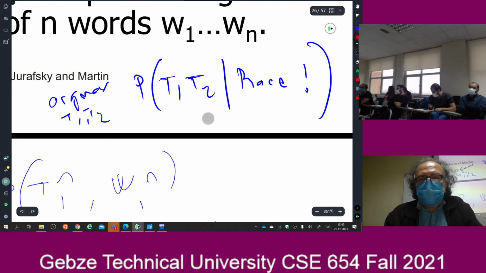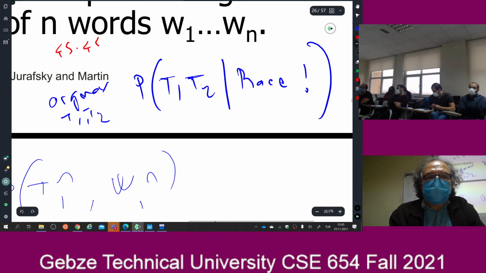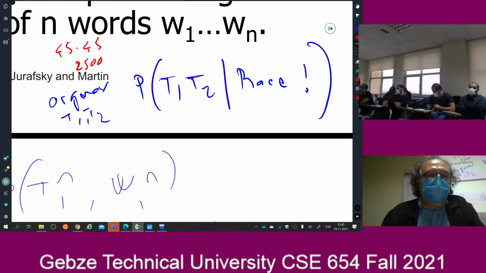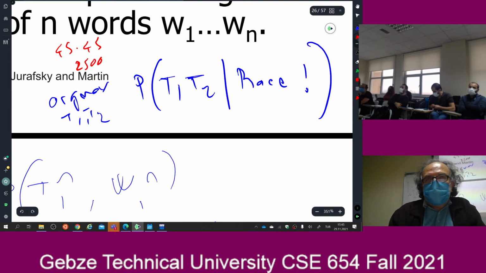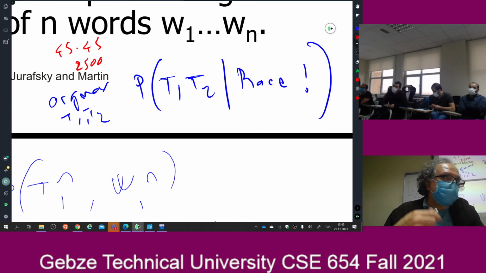calculate this for T1, T2. For example, how many tags do I have? 45, right? How many possibilities of T1 and T2? 45 times 45. If I assume it's 50, that's 2,500 possibilities. I would test all the 2,500 possibilities and measure this probability. Whatever makes this maximum, I say that this is my case.